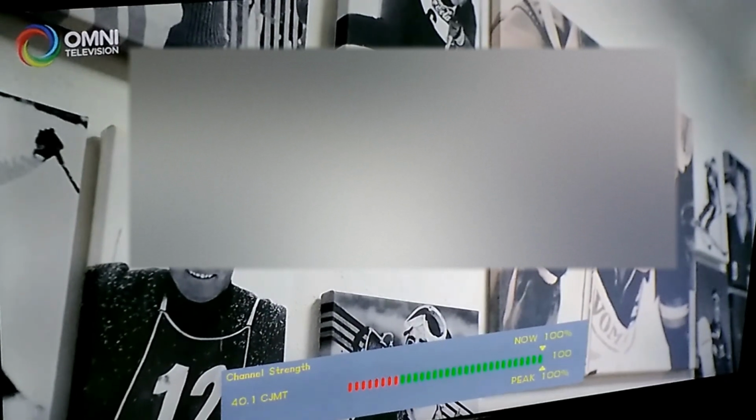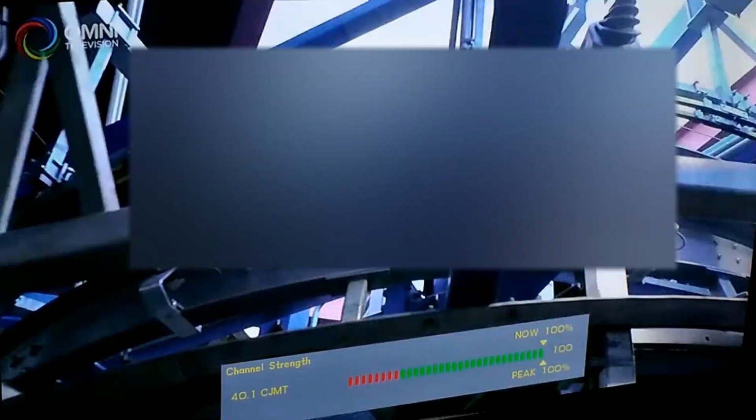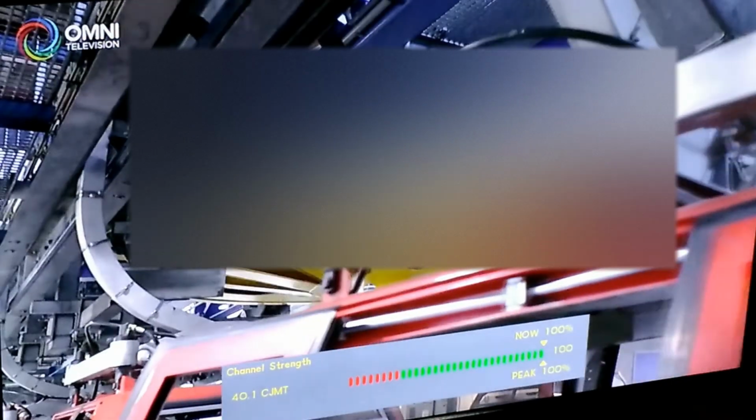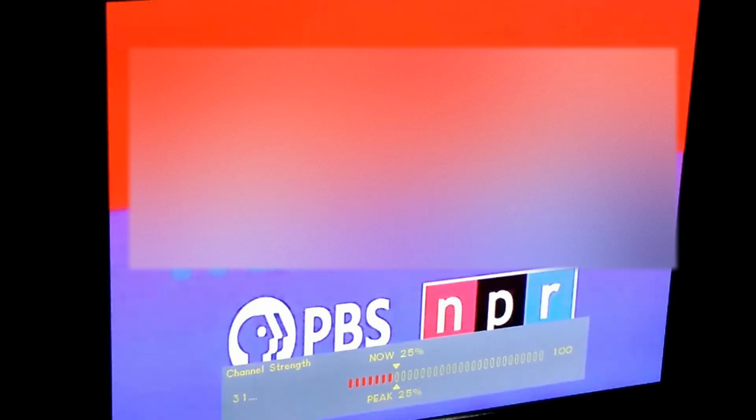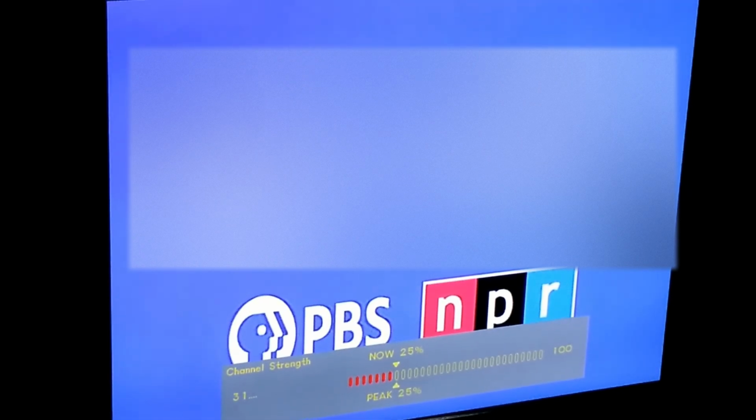Here's the channel strength on one of the channels, and I'm getting 100%. And here's the channel strength on one of my lower strength channels. It's at 25% now, but it can hover up to 75%. At night, in the evening, on a clear night, you're going to get the highest signals.